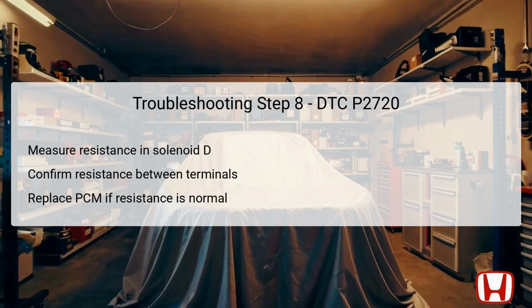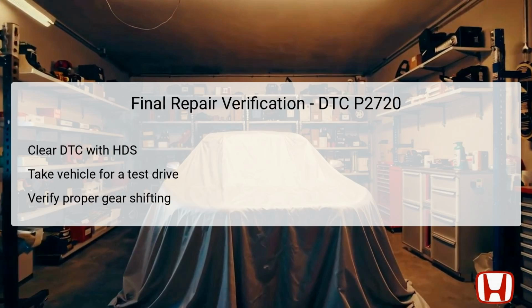If the resistance falls within this range, it suggests that the solenoid is operational, necessitating a further examination of the PCM for faults. However, if the resistance is outside this range, the solenoid is deemed faulty, requiring replacement of the secondary valve body. To resolve the issues posed by DTC P2720, after completing all necessary repairs, it is crucial to conduct a final verification of repairs.